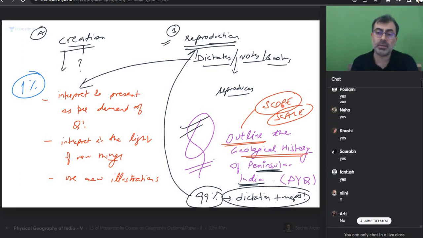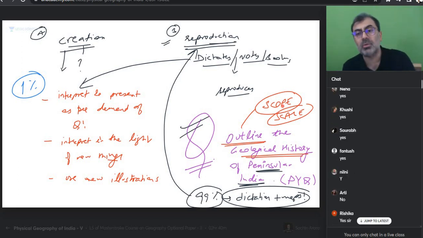Now I'm wondering, sir, how will it be for Aravallis? I remember Archean orogeny, Aravalli. Later on in Proterozoic, it was again uplifted and it was Delhi orogeny. Two things. You will know everything.